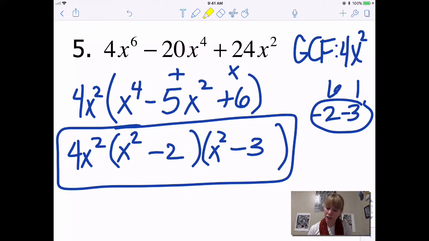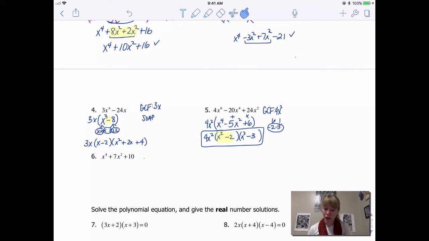I can also check if either of these is a difference of 2 squares. There is a difference for both of these factors, but the minus in the middle isn't quite enough. 2 is not a perfect square, and neither is 3. You guys go ahead and try 6.